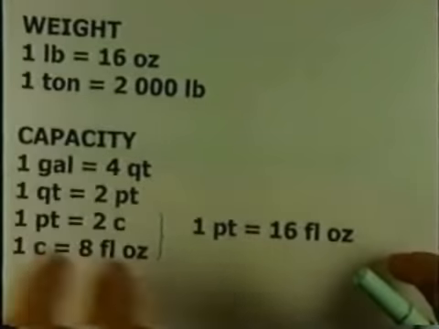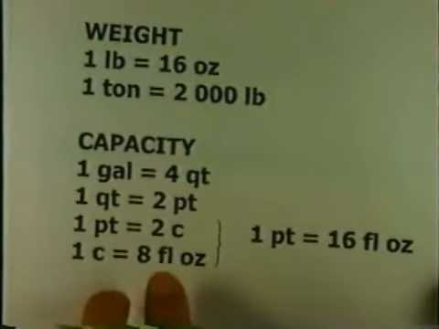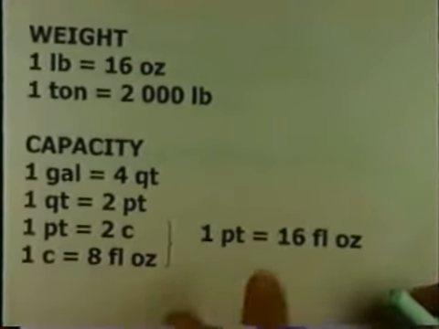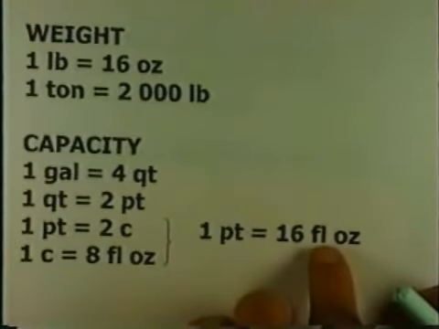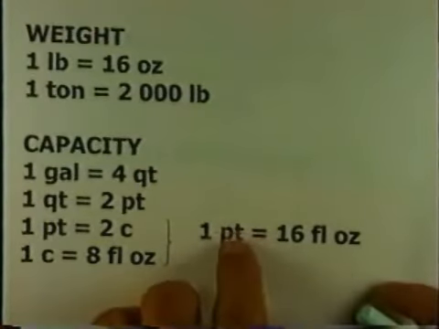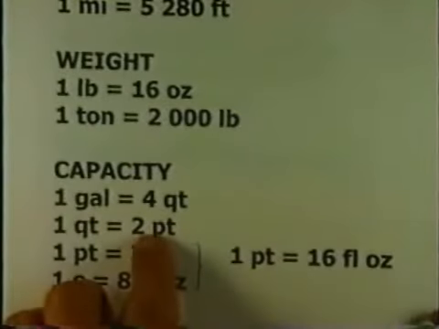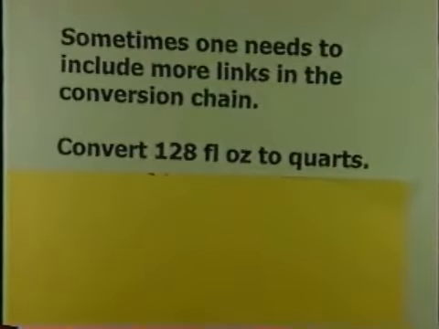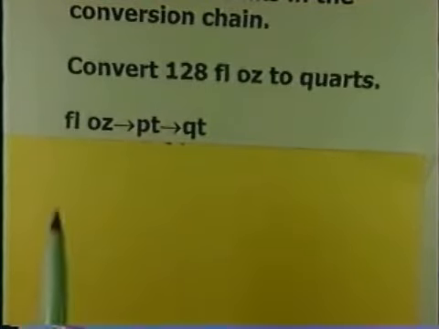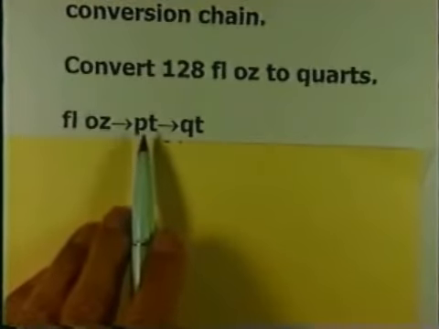Well, with fluid ounces, I have 2 of them. I have fluid ounces with cups. I have fluid ounces with pints. So notice what I can do. I can go from fluid ounces to pints because I have the conversion fact. Then I can go from pints to quarts. So that's the way we have to draw our route. We have to do our route based upon conversion facts we know.